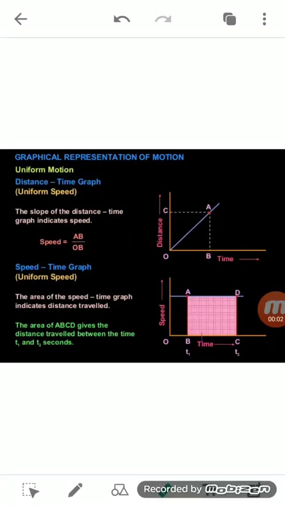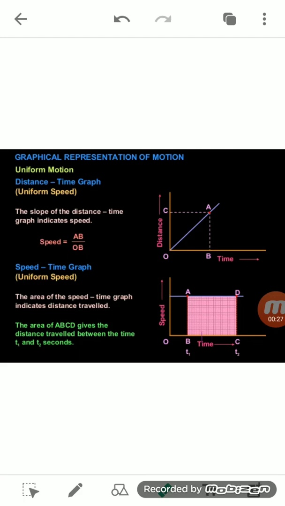Hello students. Yesterday we had discussed the numericals related to the first, second and third equations of motion. Also we had discussed the third equation of motion. Today we will start with the next topic, and that is the graphical representation of motion.